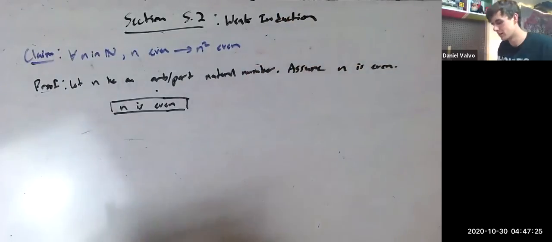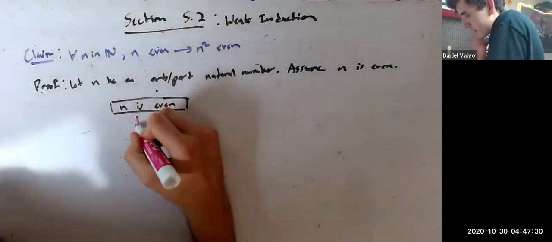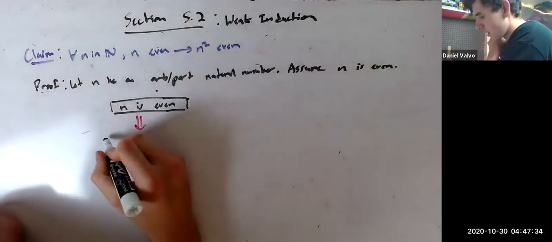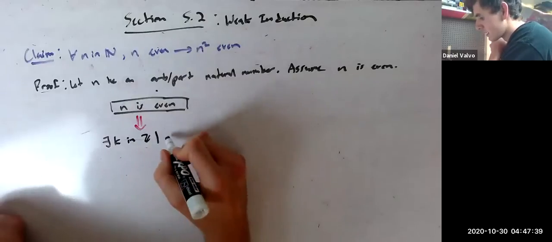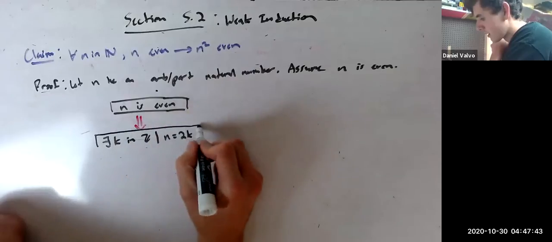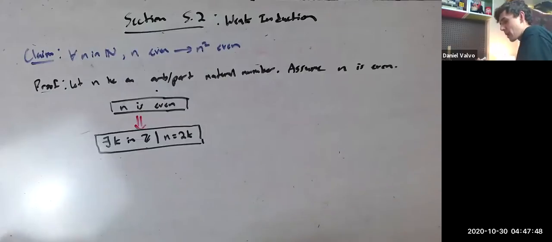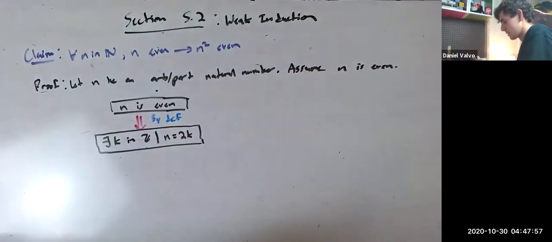So here's what we're going to do. Because n is even, we know that there exists a k in the integers such that n equals 2k. So n being even, n having the property of being even, by definition means there exists a k in the integers so that n equals 2k. And this is by definition.